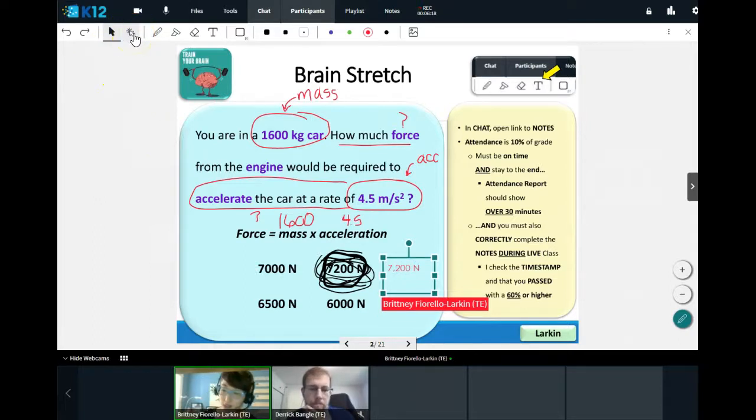Go ahead, give me a smiley or an emoji in the chat box if this review makes sense from our last lesson before spring break. I know it's a while ago, so that's why we're reviewing it right now. This is Newton's second law, F equals ma. So we reviewed how to identify what's our mass, what's our acceleration, and what's our force. Great job, everyone. Thank you.